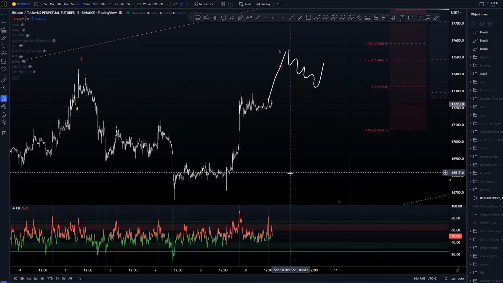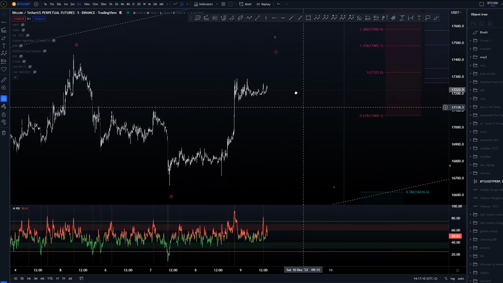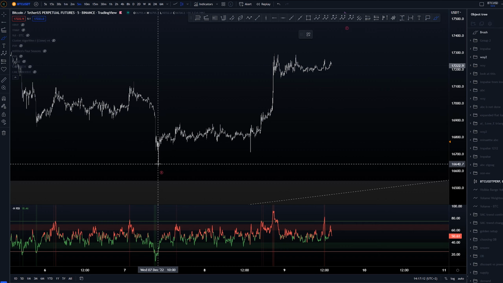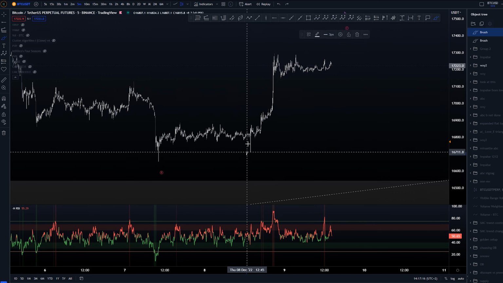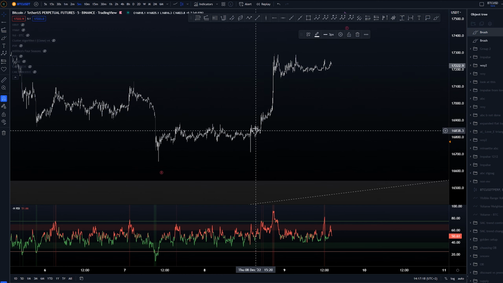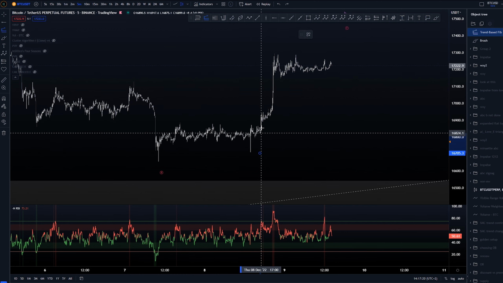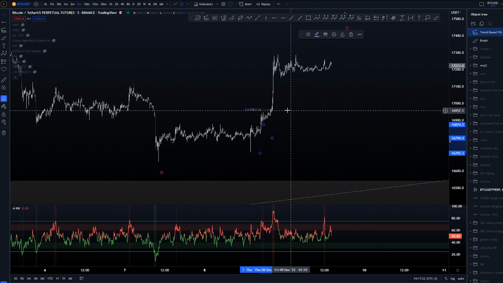Let me just delete some of this mess over here. Because yesterday, the idea was that we had a 3-way structure here, a 3-way structure here, and then we were looking for a parity here for another 1-to-1 extension, and we did get that. That was the areas here.